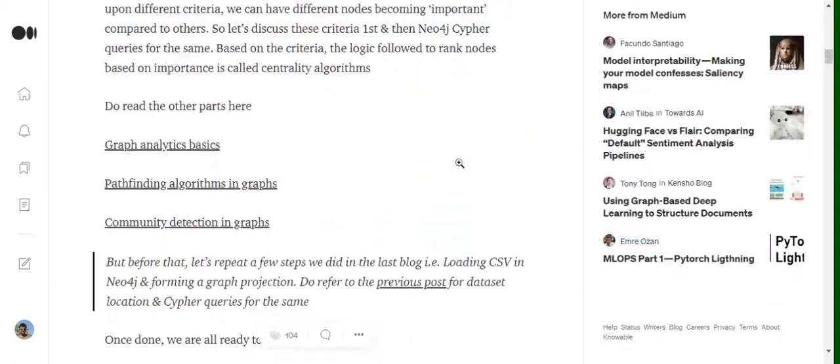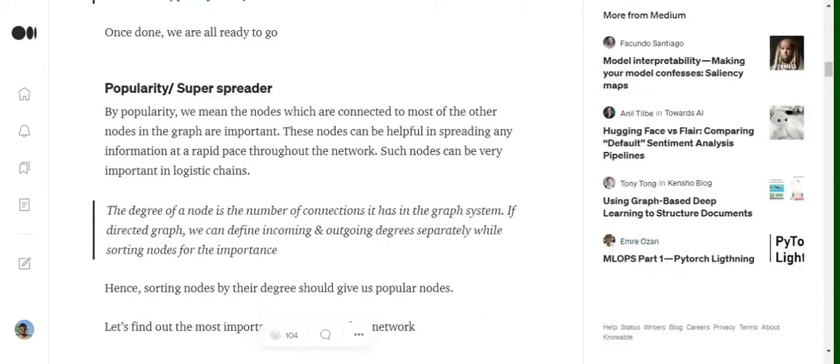So the first and foremost idea that is followed is popularity or a super spreader. Depending upon the degree, the node with the highest degree, that is, having the highest number of connections in the graph, is considered the most important node. As this node, once provided with information, can spread the information throughout the network very fast.